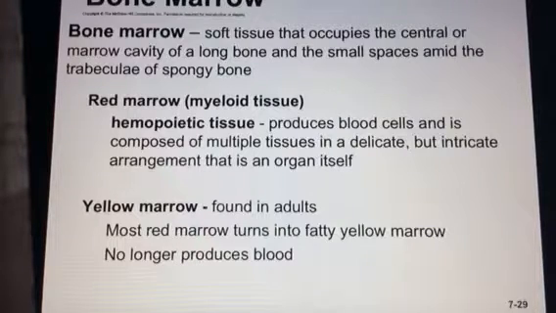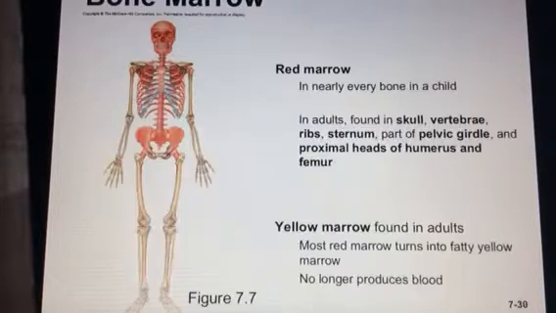The bone marrow is the soft tissue that's in that medullary cavity or marrow cavity of a long bone. It's also in the small spaces of the trabeculae in the spongy bone that we just talked about. The red marrow is what is producing blood cells, and the yellow marrow is found in adults, and that is what most red marrow will turn into when it is no longer producing blood cells.